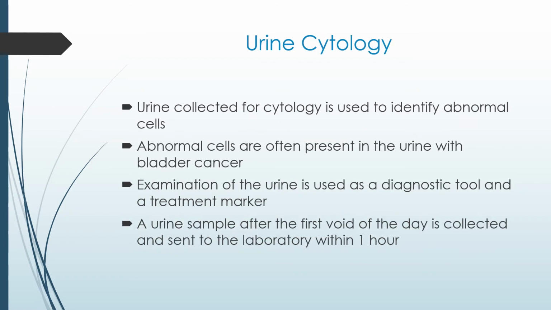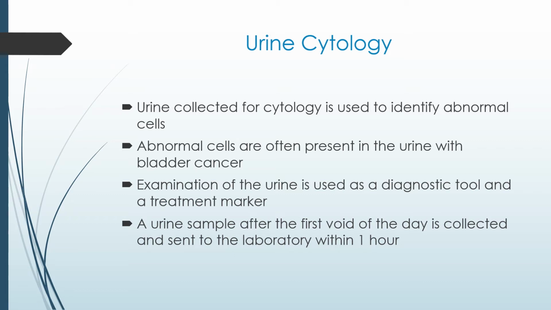So, urine for cytology. We have also heard this: get me a urine for cytology. Urine collected for cytology is used to identify abnormal cells. If abnormal cells are in the urine, then they're being created in the kidney, somewhere along the renal system, somewhere along the urinary system, maybe in the bladder. Abnormal cells are often present in the urine with bladder cancer.